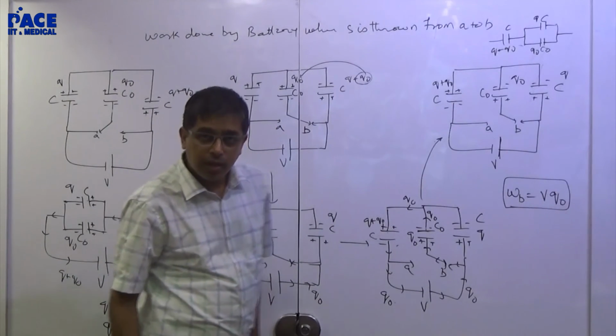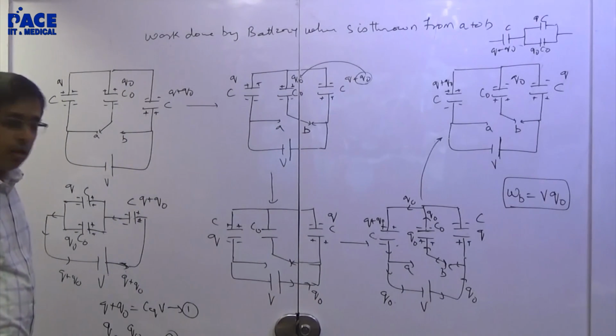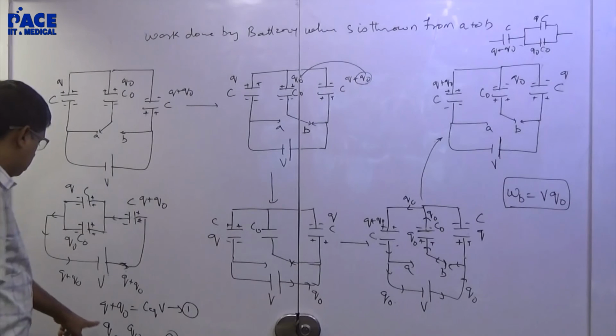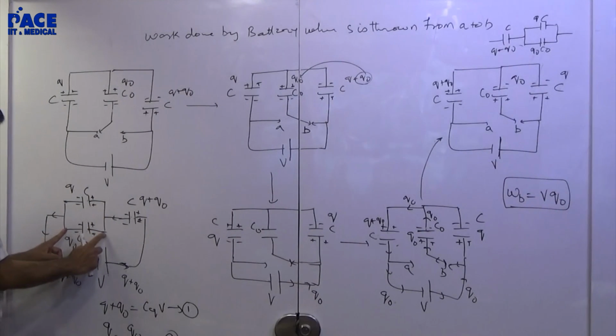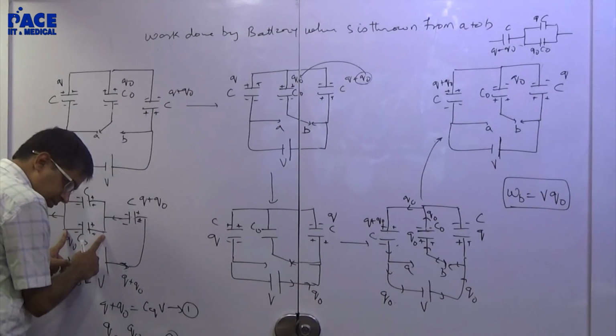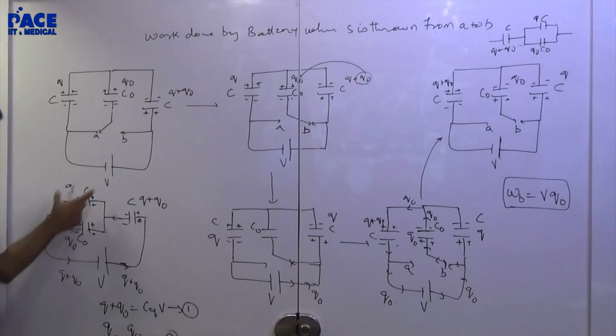So the second equation is not visible, sir. Q by C, potential difference across this is equal to the potential difference across this. Q by C is Q naught by C naught is the second equation. Clear? Yes, sir. Q by C is equal to Q naught by C naught.